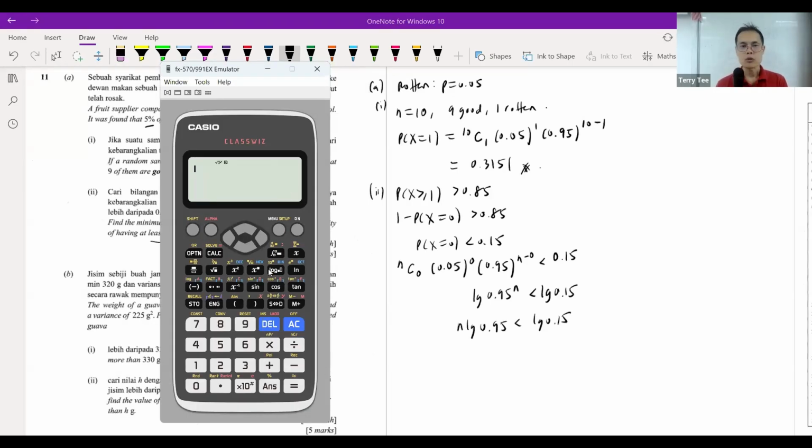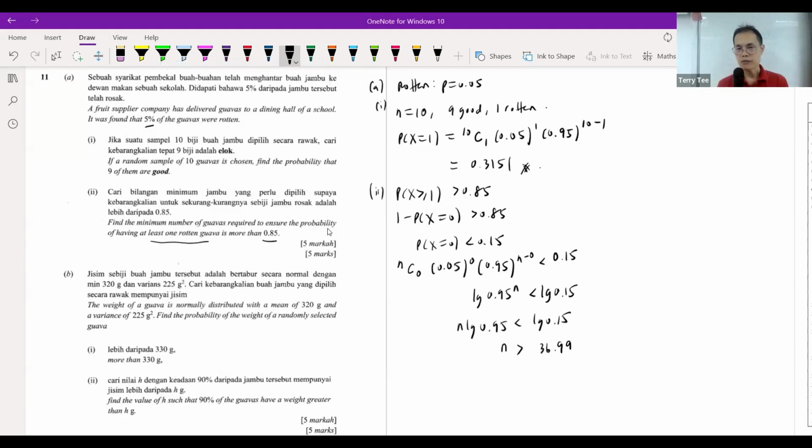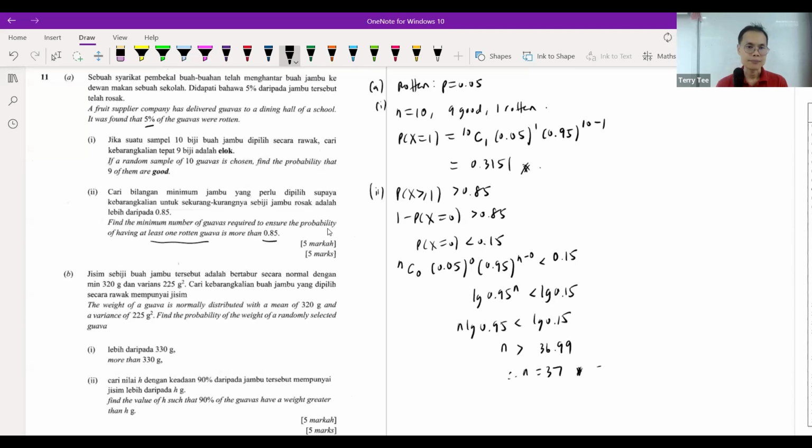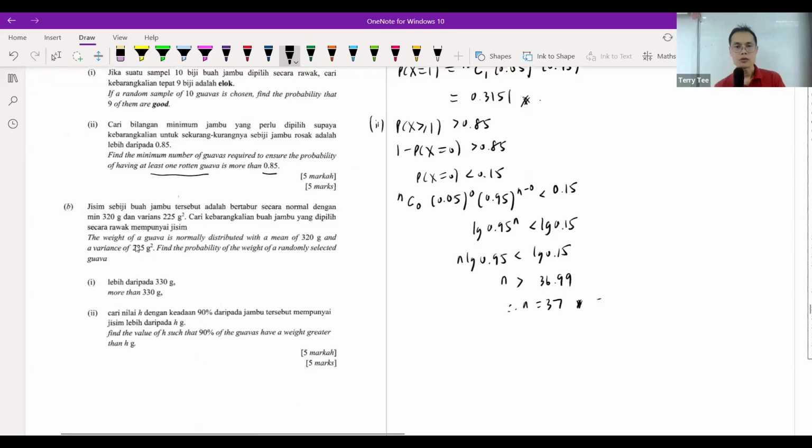Okay, by the way, one more thing. Remember, when you take logarithm of any number between 0 and 1, it's going to be negative. Log 0.95 is negative. So when you divide it, the inequality symbol has to change. So now we're going to take log 0.15 divide by log 0.95. I got 36.99. If you round off to 4 significant figures, 36.99. So therefore, my n should be 37. Okay. All right. I need to move on to part B.